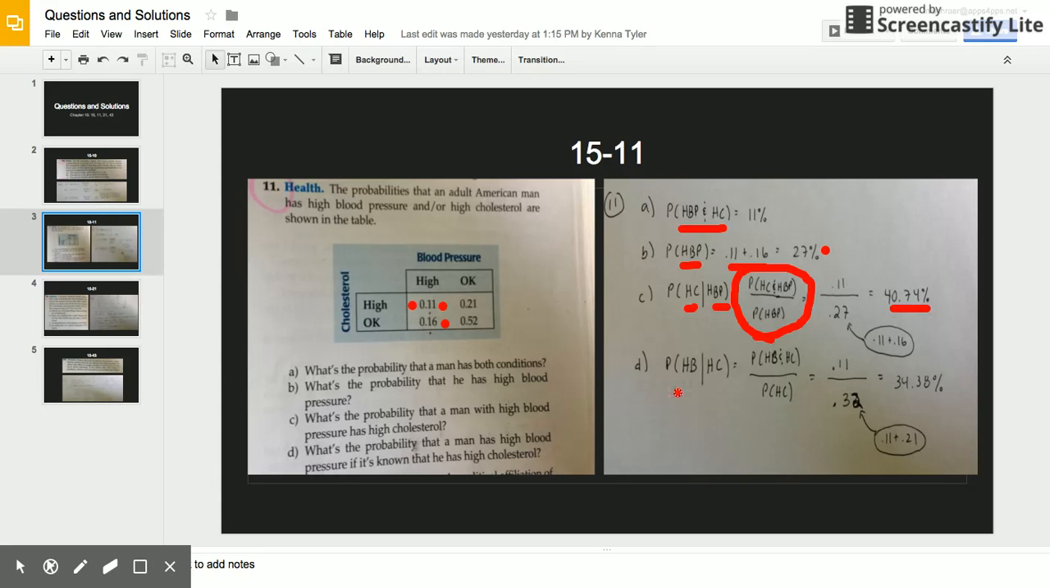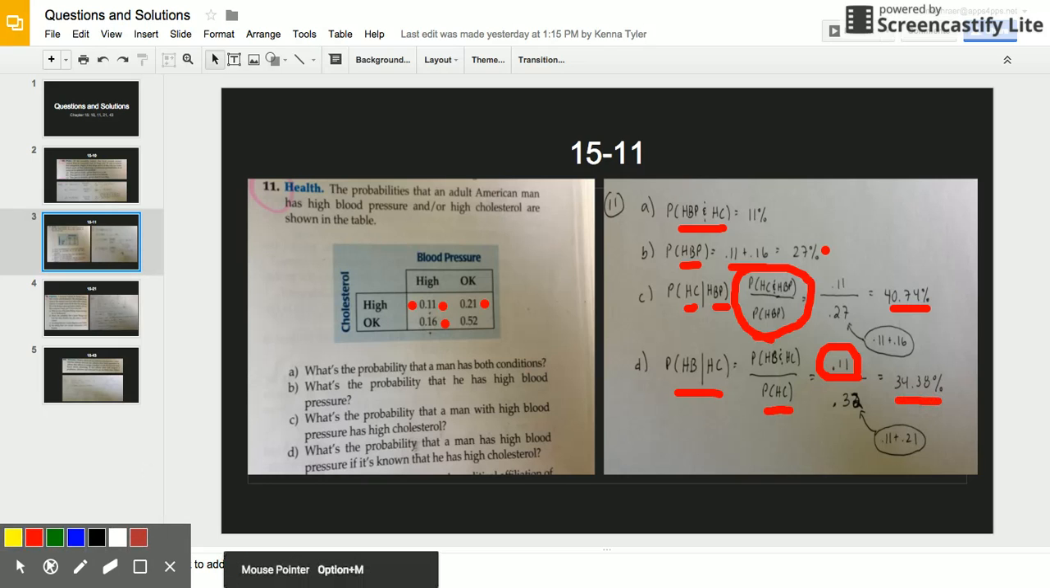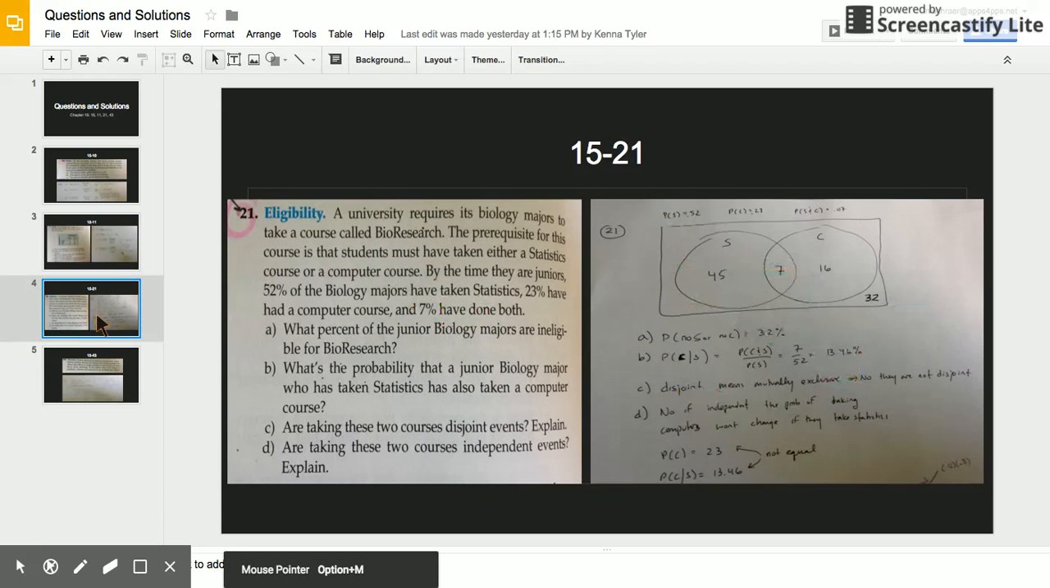The last question asks, given that he has high cholesterol, what's the probability he has high blood pressure? So again, I set up my equation and then I just plug in. The numerator is the same as the last problem, because there was only that one place where we have both. And then the bottom, I've got to actually do a teeny bit of math to figure out the probability of high cholesterol, because there's 2 places where we have high cholesterol. So I have to add those together. And that gives me 0.32, and our answer is 34.48. Okay, then we go on to number 21.